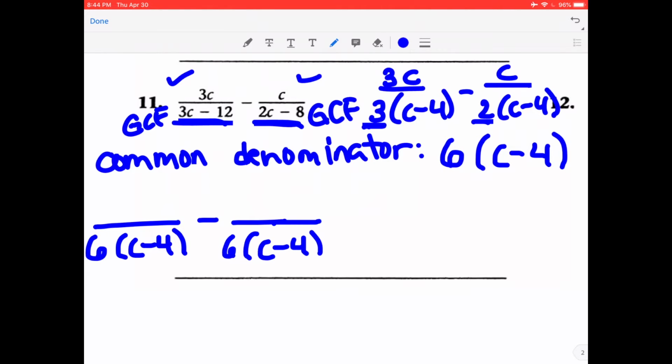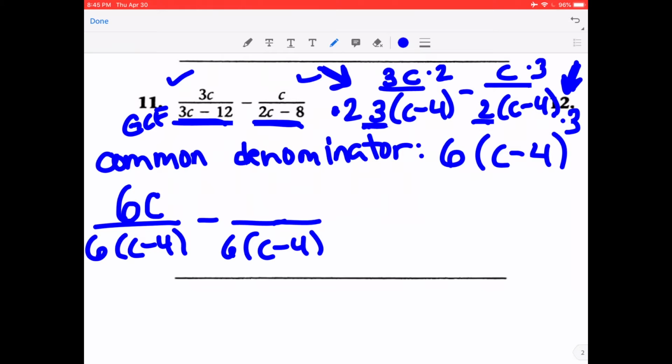All right, so in order to make that happen, I need to multiply. Here on my left fraction, the only thing that's missing is times 2. So let me erase this a little bit so we can see that. So I'm going to do times 2 on the bottom, but if I do times 2 on the bottom, I have to do times 2 on the top. All right, so now in the numerator, I end up with 6c. Here on my right fraction, to get the common denominator, I just need to do times 3. But if I do times 3 on the bottom, I do times 3 on top. So I end up with 3c on top.